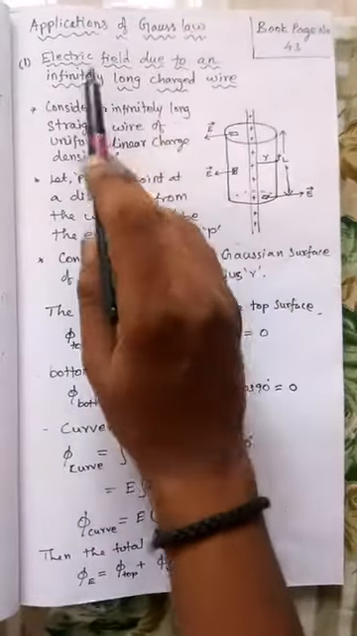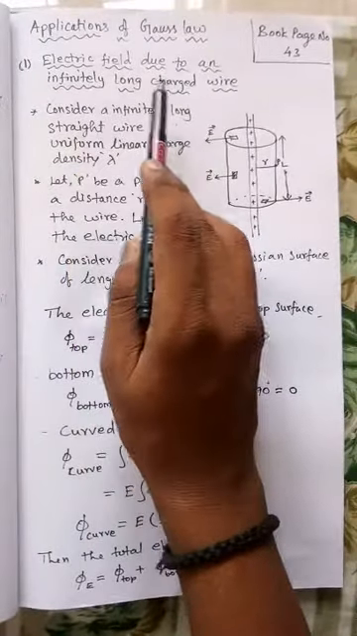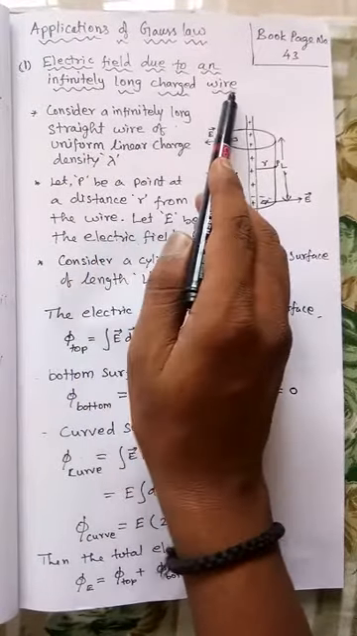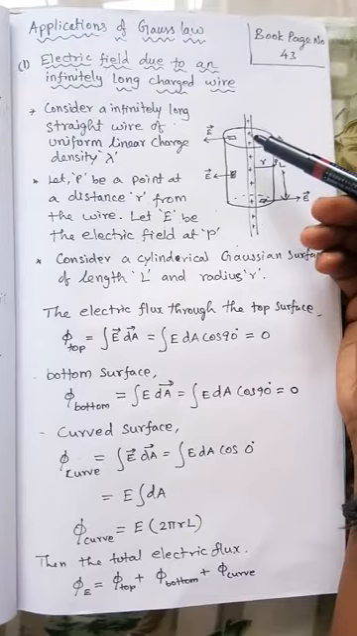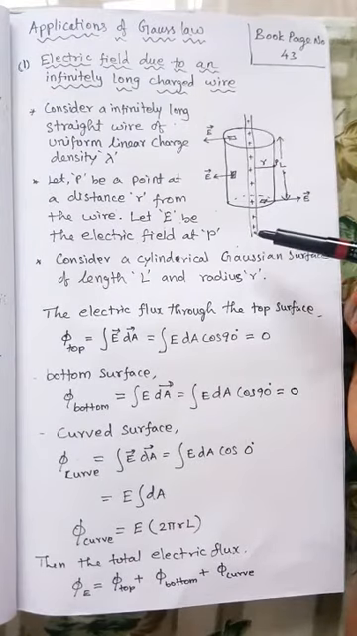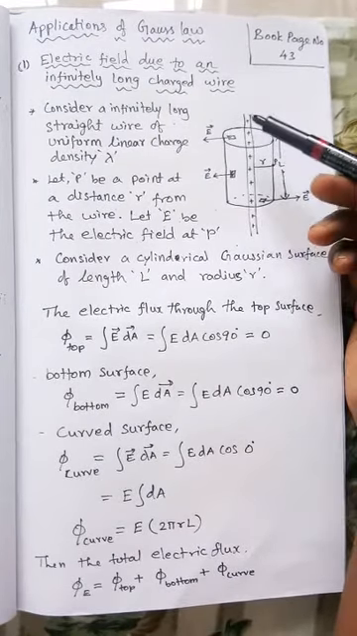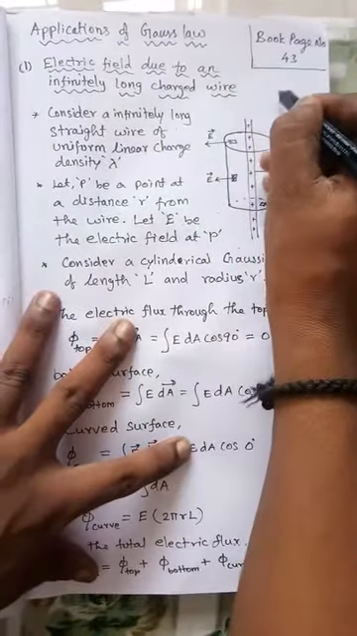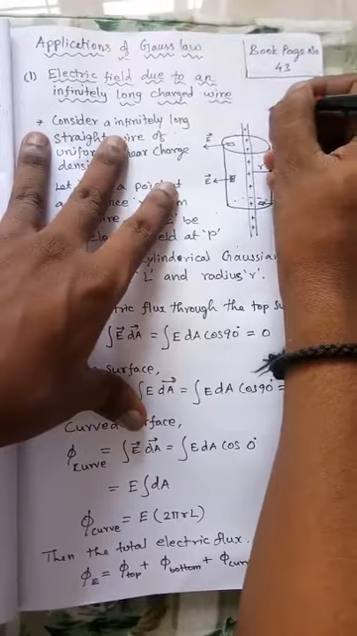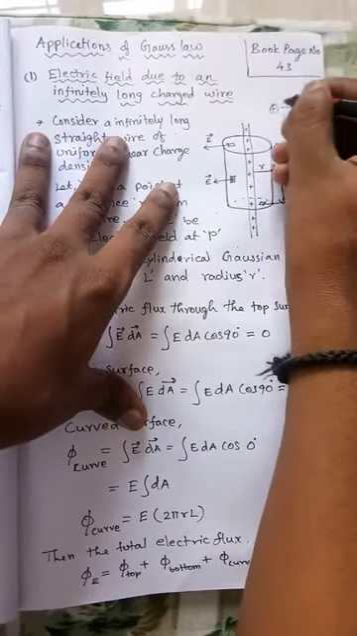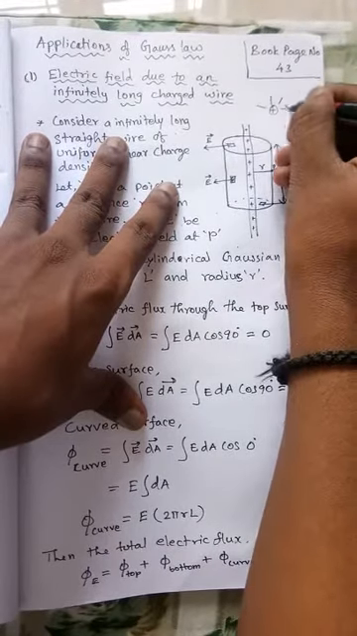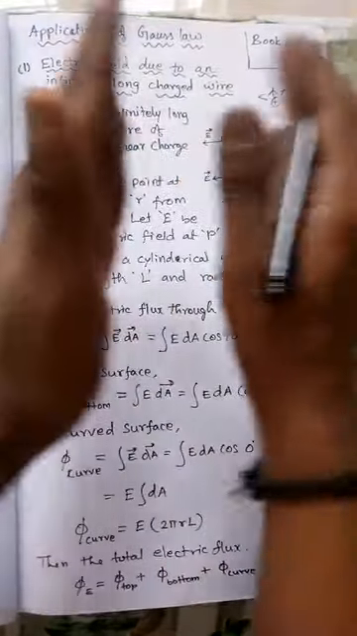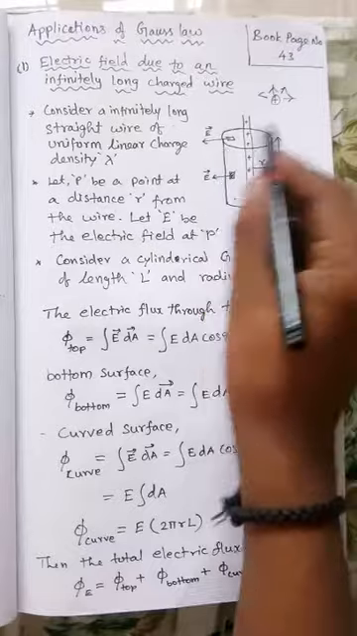Application of Gauss law. First application, a very important 5-mark question: electric field due to an infinitely long charged wire. If we consider a long straight wire that is positively charged, positive charge means the field is away from the charge. So all the fields are away from the wire, so the electric field is like this.